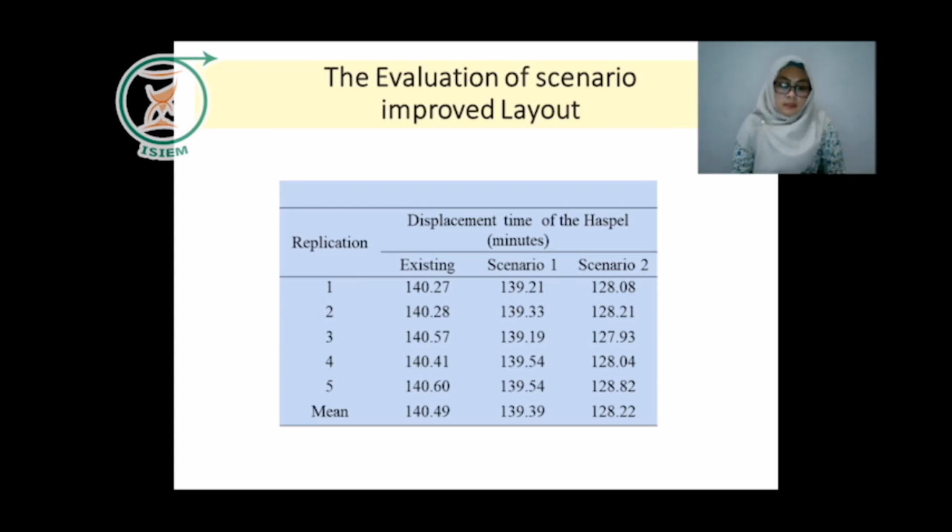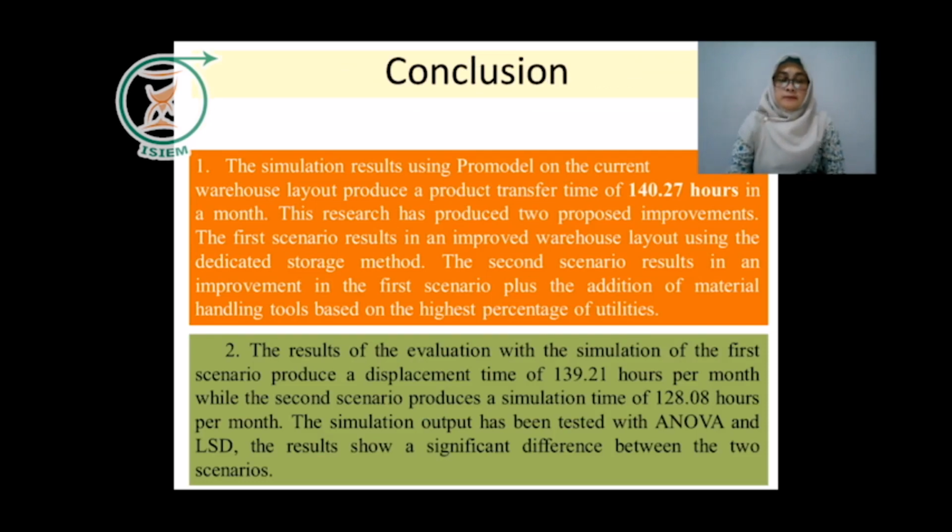Based on the result of the ANOVA test calculation, the obtained value is greater than the F table. And the conclusion for this research, the first conclusion, the simulation result using Pro Model on the current warehouse layout reduces product transfer time by 140.27 hours in amount, and this research has produced the proposed improvement.